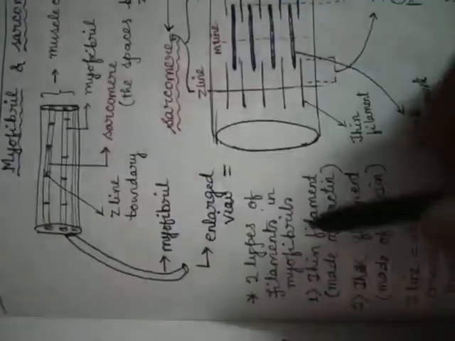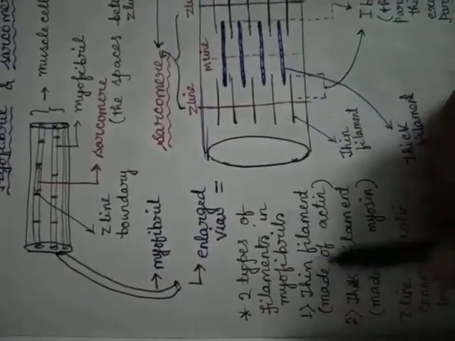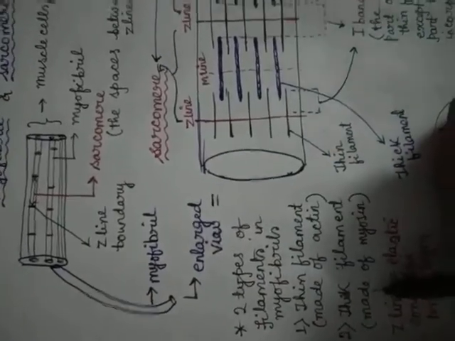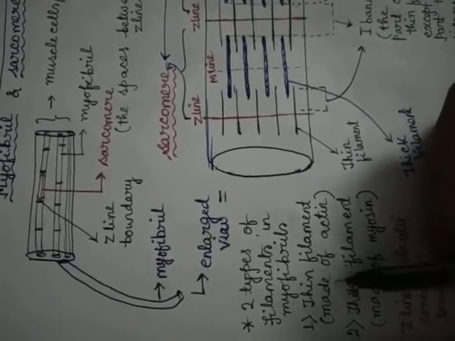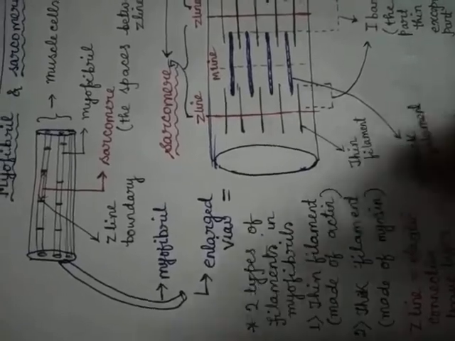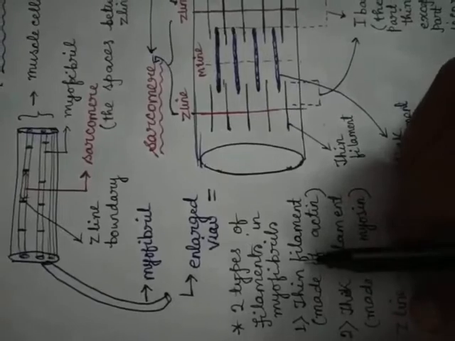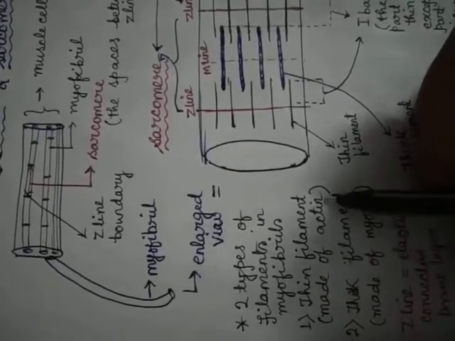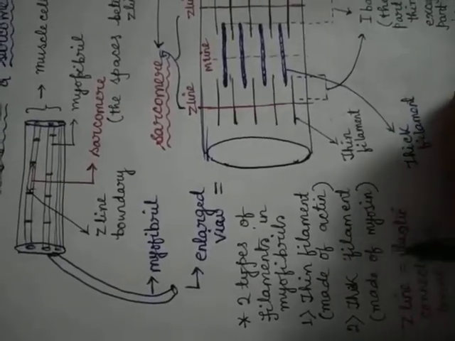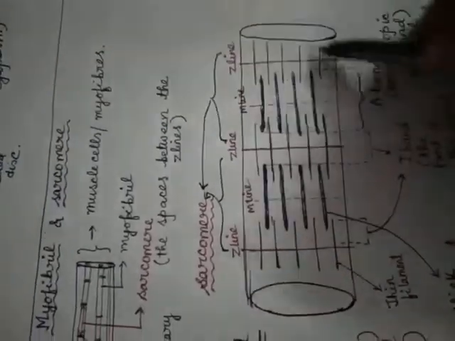Clear? Within these myofibrils, mainly two types of filaments are present. One is the thin filament and the second is the thick filament. The thin filament is mainly made up of actin protein, though there are two other proteins, which we will discuss in the next class. Just remember that the thin filament is mainly made of actin, and the thick filament is made up of myosin mainly. This is the entire structure of the myofibril.